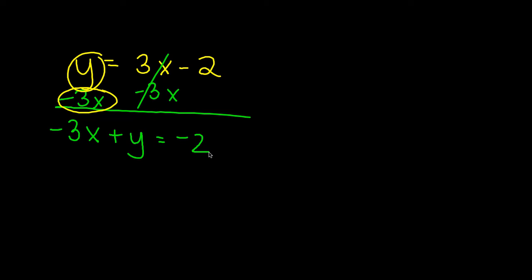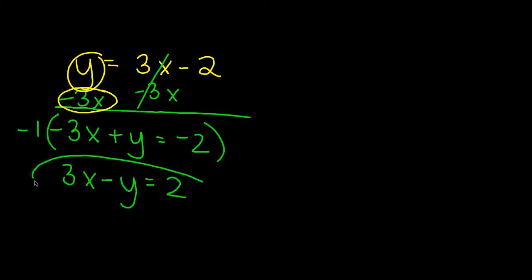And then there were 2 rules I asked you to remember. Rule 1, x and y cannot be fractions. Well, they're not fractions, so far we're doing good. Rule 2, x cannot have a negative coefficient, and in this case, it does have a negative coefficient, so I'm going to multiply the entire equation by negative 1, and that's going to give me 3x minus y equals positive 2, and that's what standard form is going to look like for that equation.